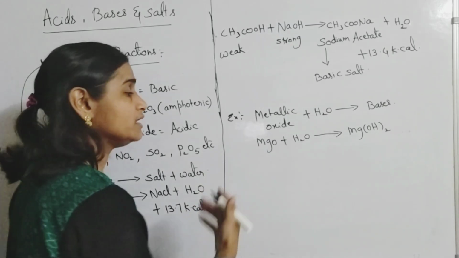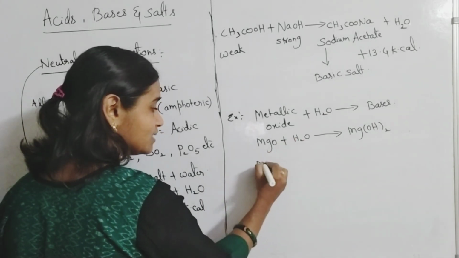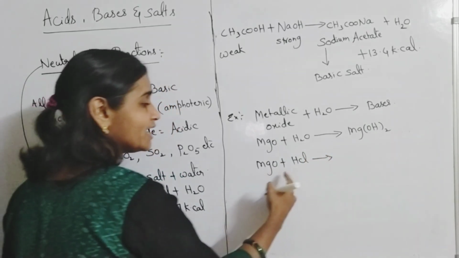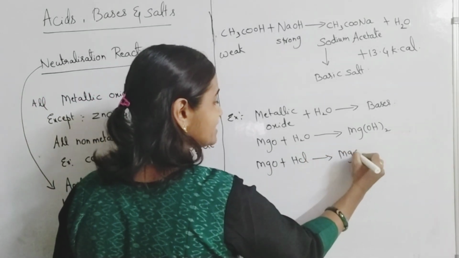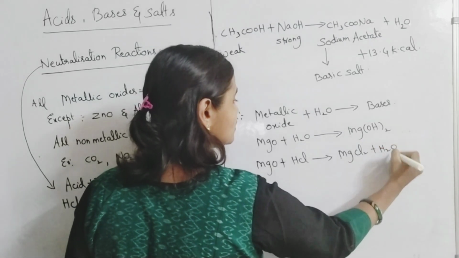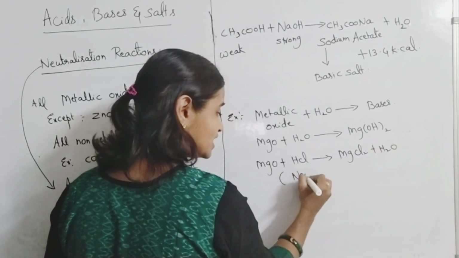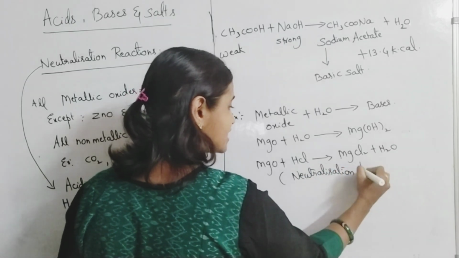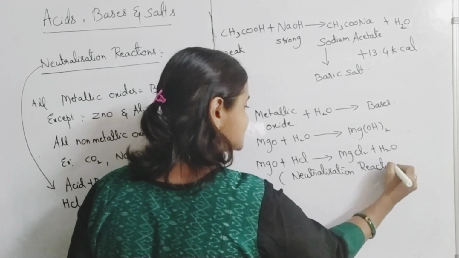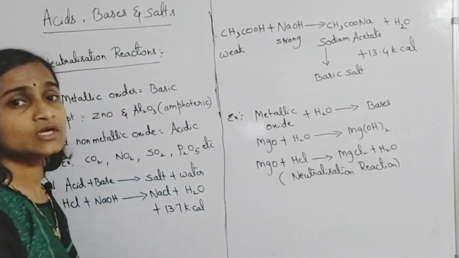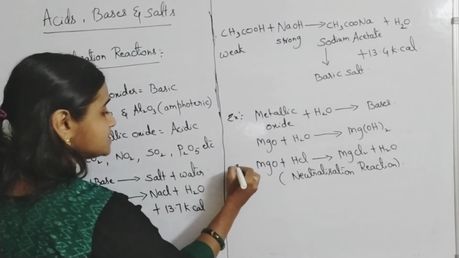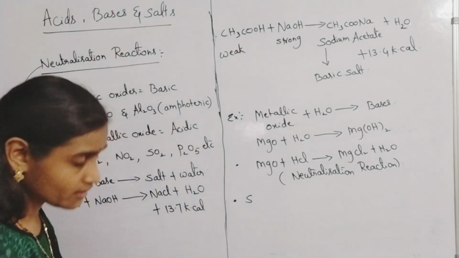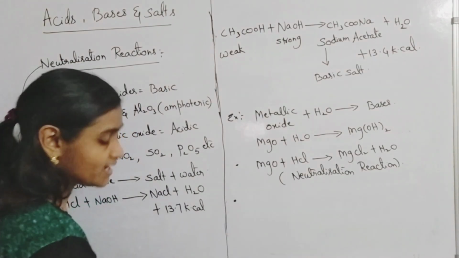Or even if this metallic oxide reacts with HCl, then also you will get salt and water, MgCl2 plus H2O. So this can be treated as a neutralization reaction, where acid and base react with each other to form salt and water. Same like that, you can even take non-metallic oxides. Non-metallic oxide when it reacts with water.